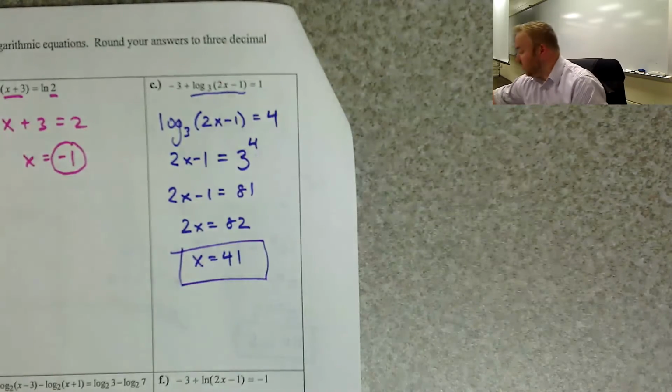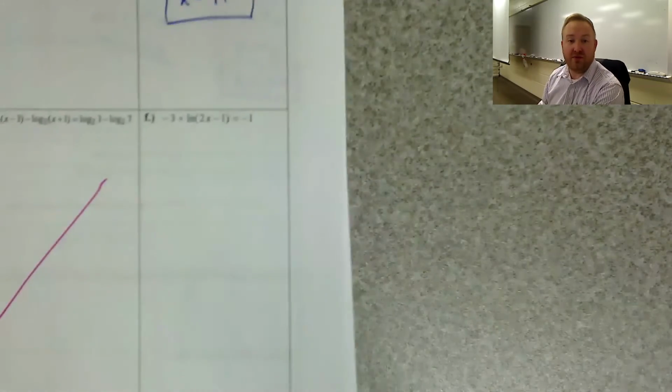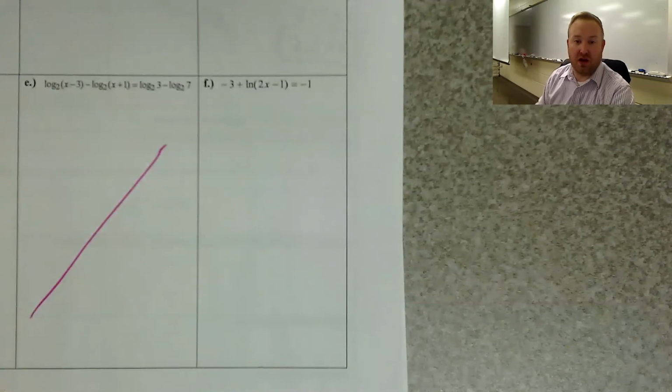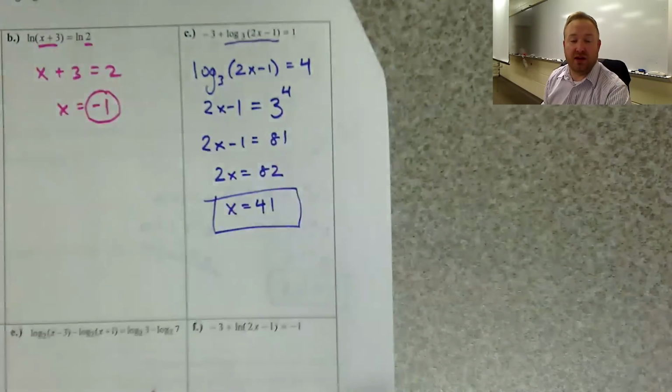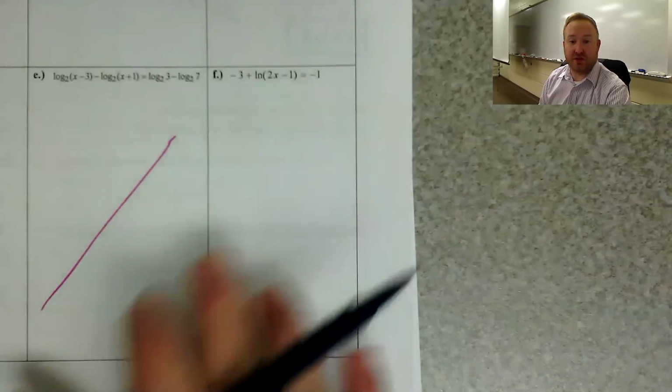All right, we've got one more to go here, which is example F. This one has a natural log in it. And the first thing I'm going to do is, just like last time we had a -3 to deal with, I'm going to add this 3 to both sides.